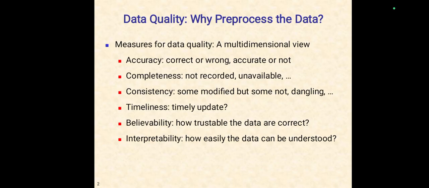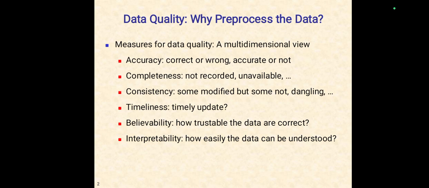So the first one is accuracy. Accuracy means the data should be correct. For example, if a student's age is entered as 250 years, is that accurate? Obviously not. No one can live till 250 years. So this is not an accurate one.